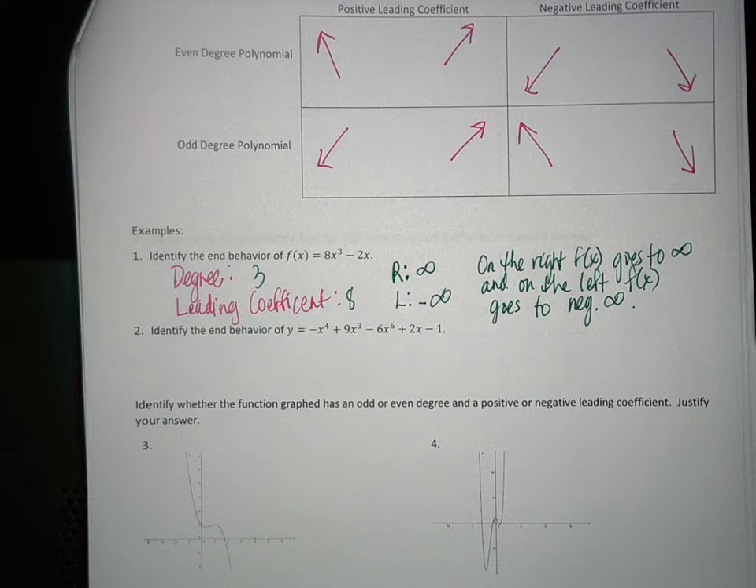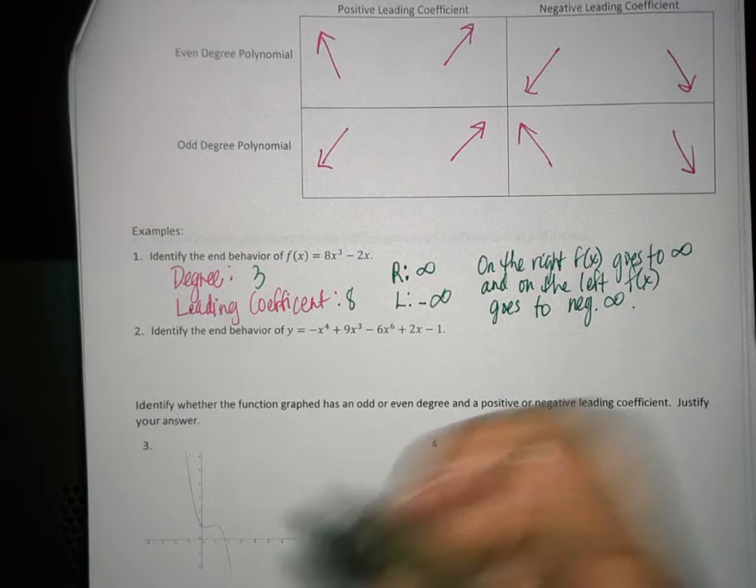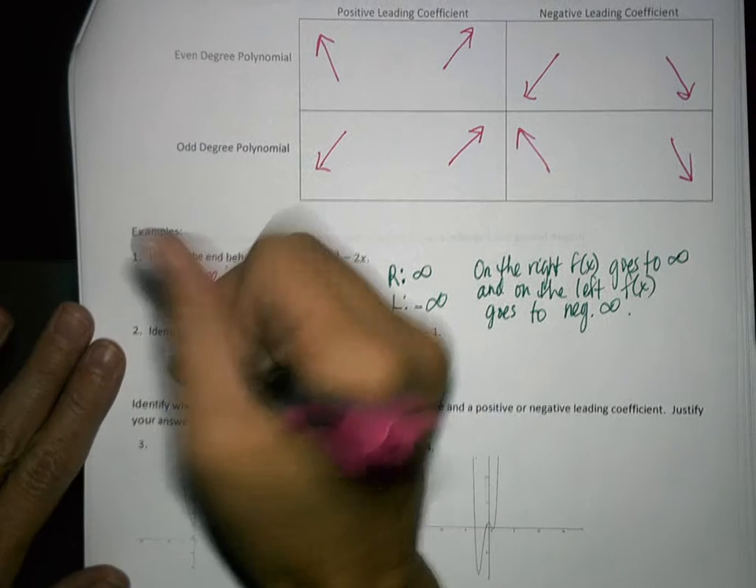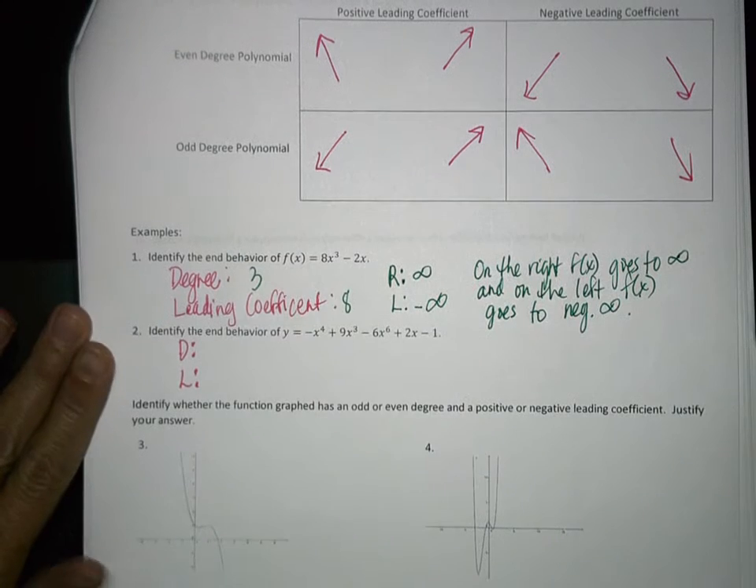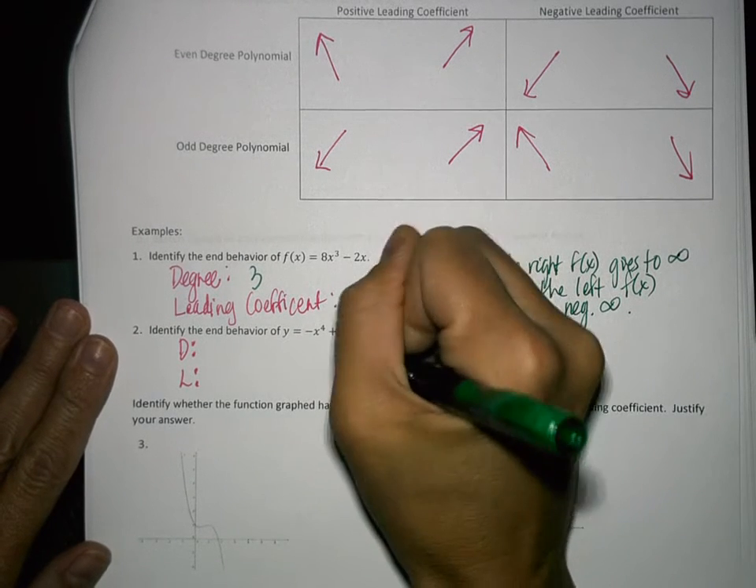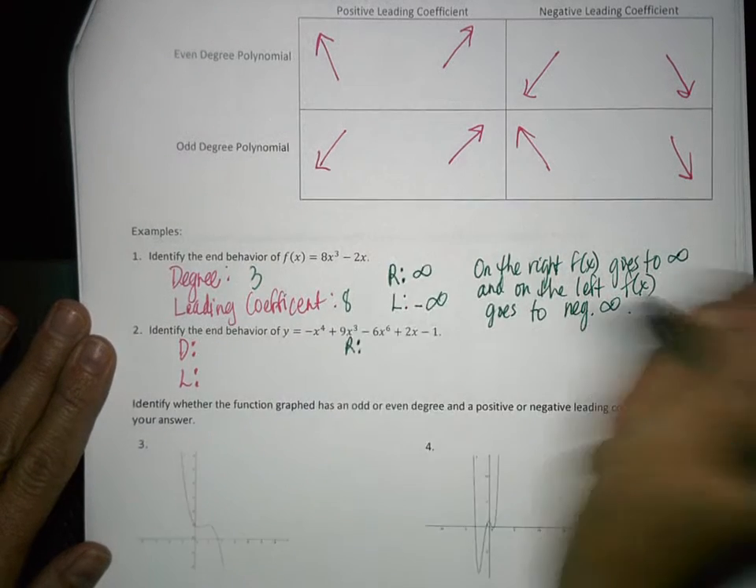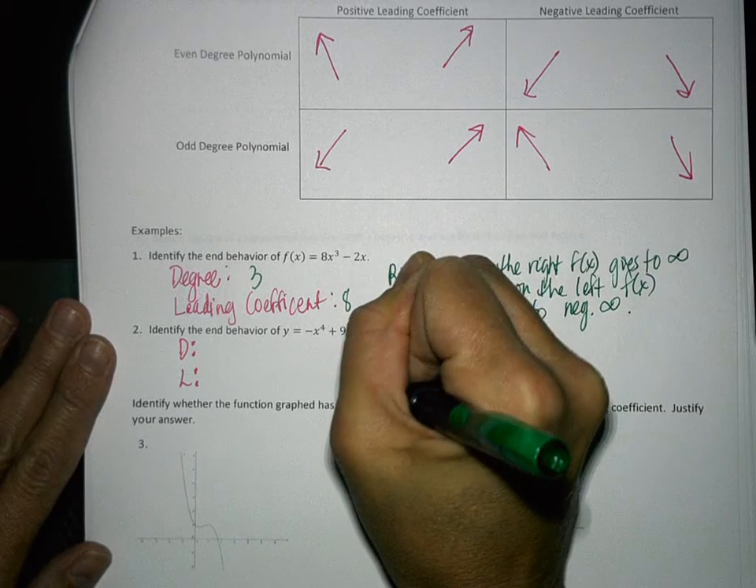Okay, number 2. I'm going to give you about 30 seconds to decide what's happening. So we have our degree you need, the leading coefficient you need, and then based on that, you should be able to decide what is the right end behavior and what is the left end behavior.